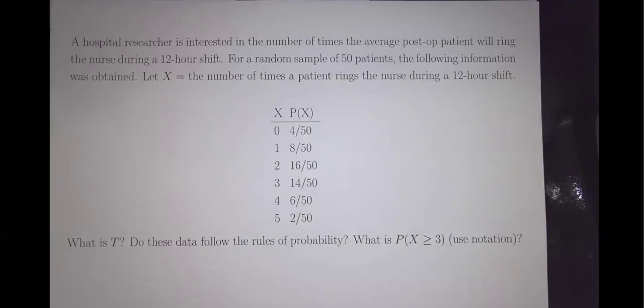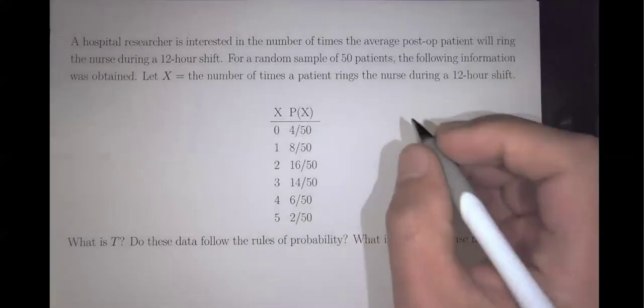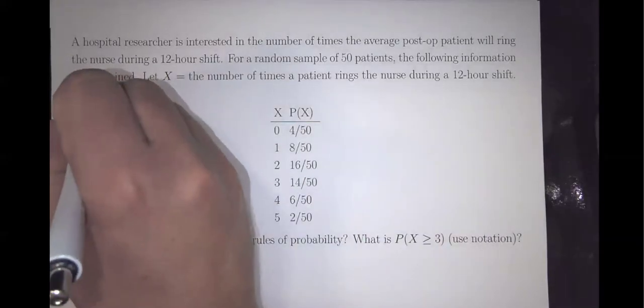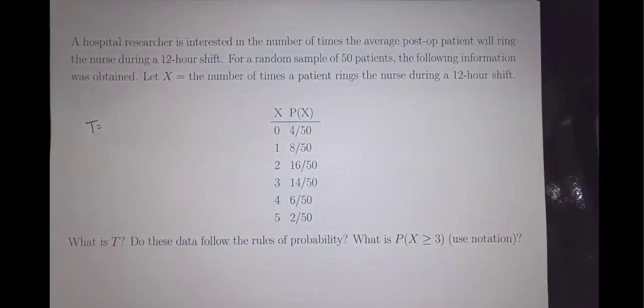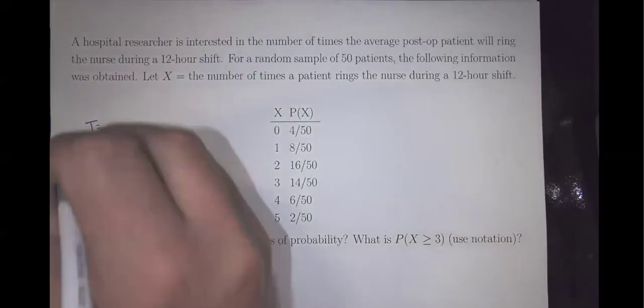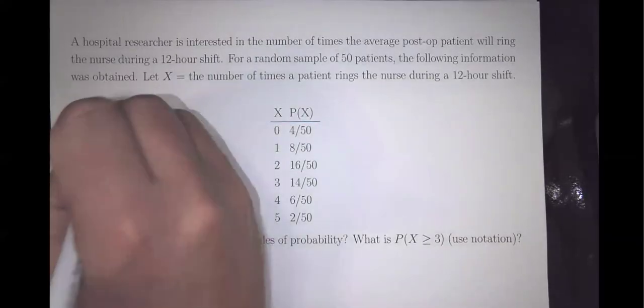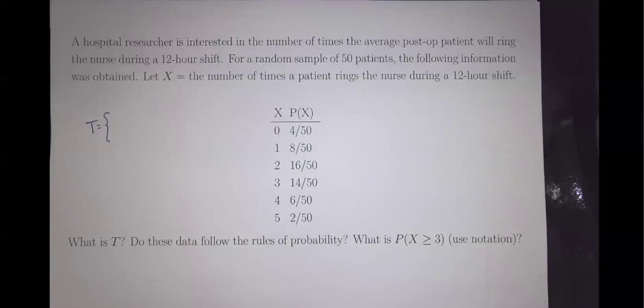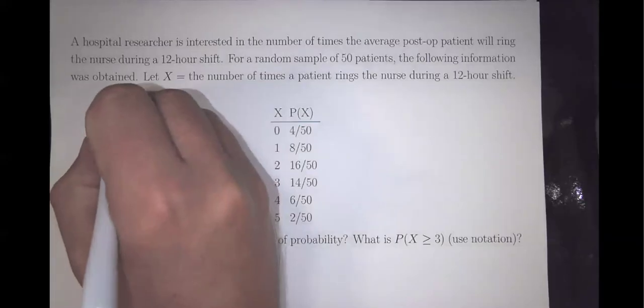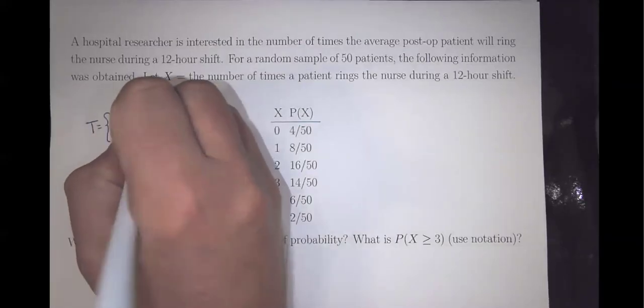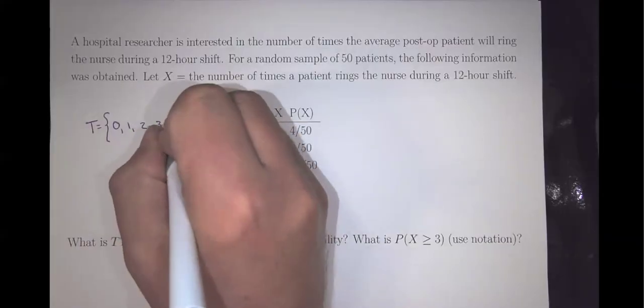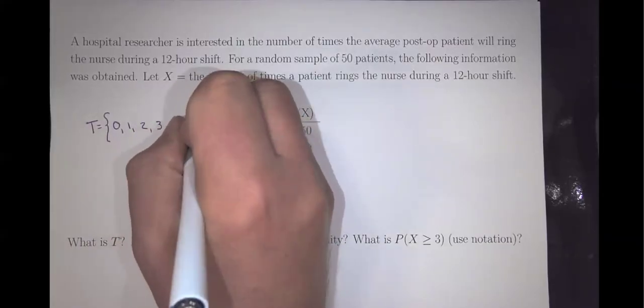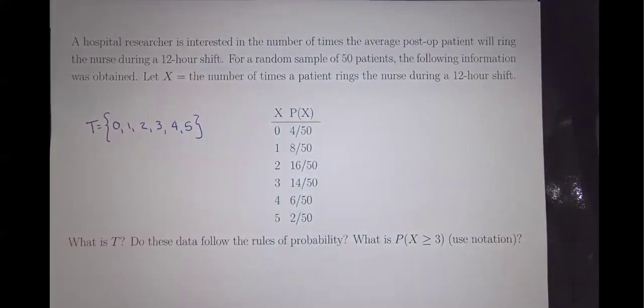Okay, so a couple things here. The target space, T, is the set of possible outcomes from the random variable. So in this case, we're looking at how many times a patient rings the nurse. It could be 0 times, 1 time, 2 times, 3, 4, or the maximum number is 5 times that a patient rings the nurse. So that's our target space.